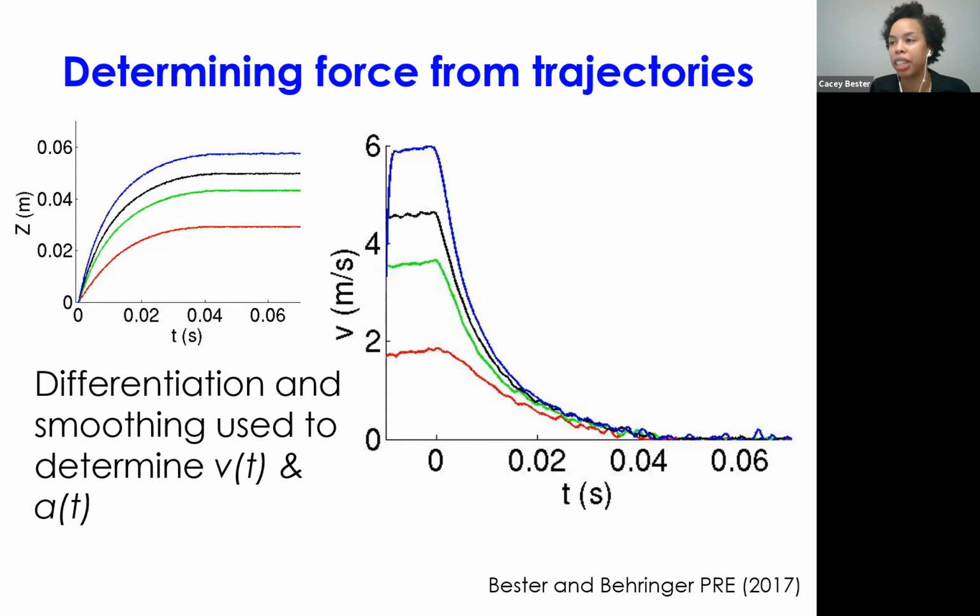Before the object makes contact with the surface, the velocity is gradually increasing. And then at time t equals 0, the point of impact, we find that the velocity rapidly decreases, coming to 0 in about 40 milliseconds. And interestingly, observe that even though the objects are impacting with different impact speeds, they seem to come to rest at about the same stopping time.